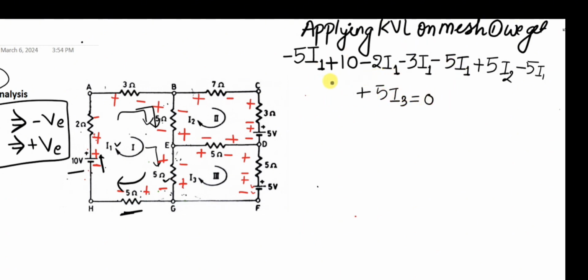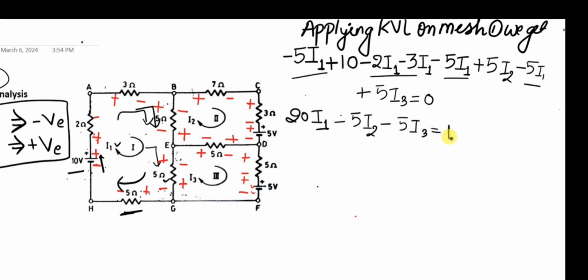Now add the like terms: 5, 5, 5, 5, which shows that we have 20I1. Then for I2, there is minus 5I2, and then minus 5I3 is equal to 10.